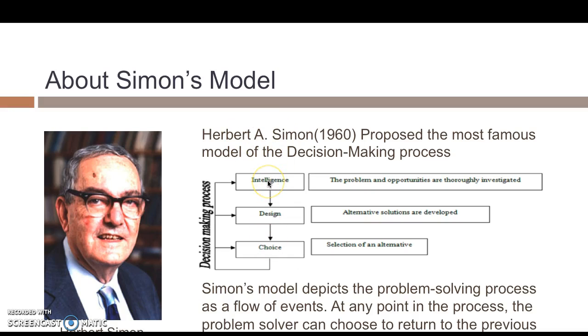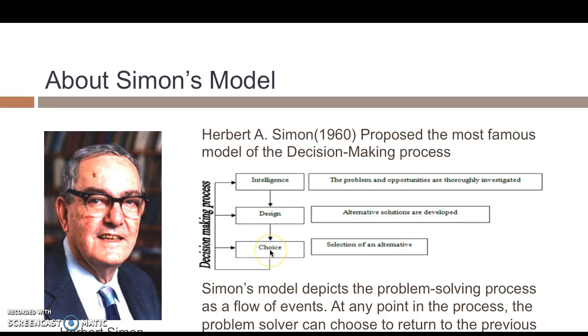In the intelligence phase, the problem and opportunities are thoroughly investigated. Obviously, when a person is facing any problem, he will try to analyze, understand and investigate the problem and the opportunities. Now, moving further, when we come to the design phase, the person will move from intelligence to the design phase, where he is going to find out what the alternative solutions are. He will try to develop these solutions. Keeping in mind the problem, he will think over what the different solutions are for solving the problem at hand.